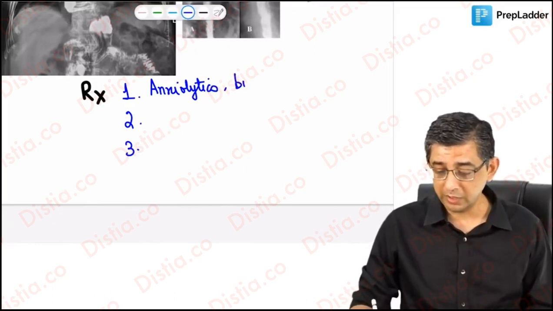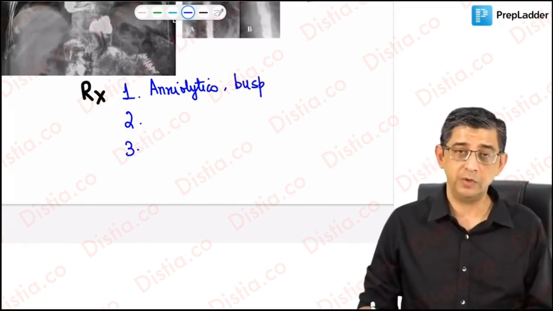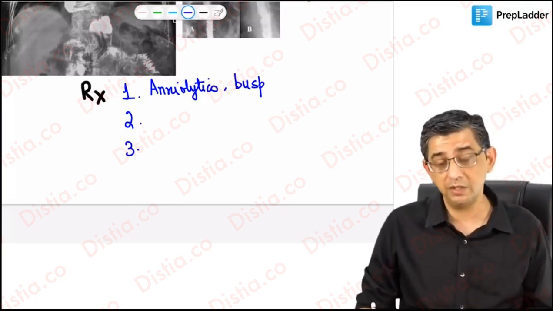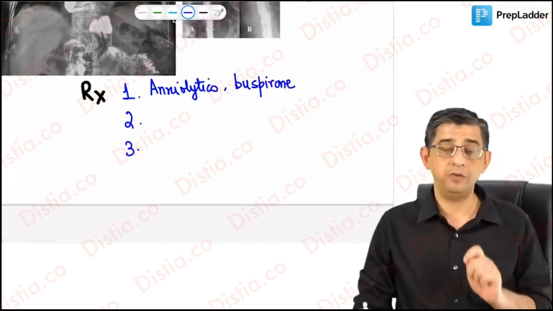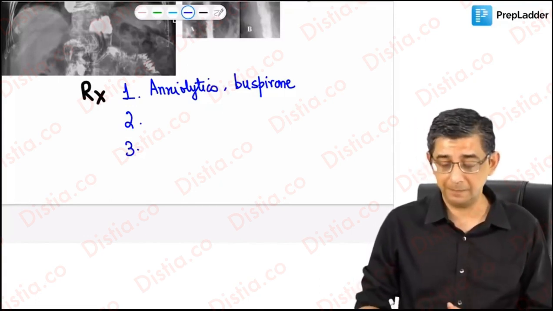And because you know that anxiolytics can be habit forming, like if you're giving clonazepam 0.25, the person will develop a habit of using it and then subsequently will also be having sedation. So a non-sedating, non-habit forming anxiolytic that you are aware of is buspirone, which can be used in this condition.